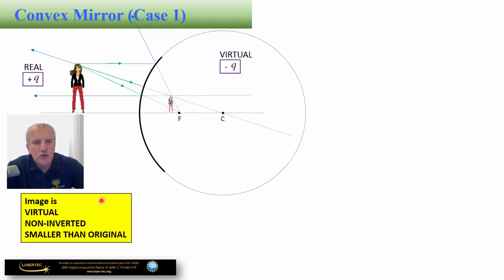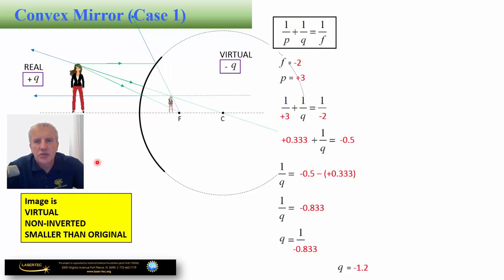We can draw a few conclusions here. Number one, the mirror image is behind the mirror, so we're talking about the virtual mirror image. It's non-inverting, meaning it's on the same side of the optical axis as the original. And finally, it's smaller than the original. As in the previous cases, we can confirm the results of this graphical tracing method using the analytical approach.